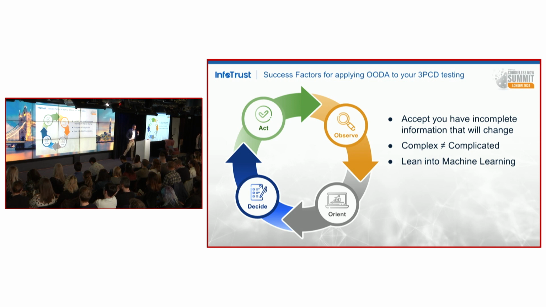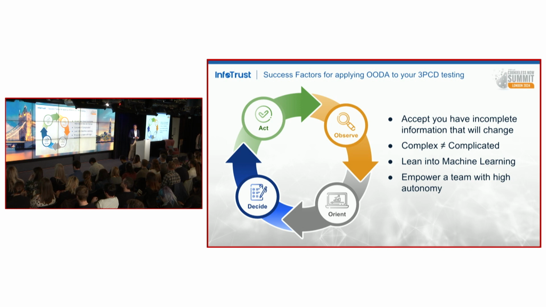Lean into machine learning. AI is great in the Orient phase to help identify patterns that can help you think about tactics and strategies that you might use as alternatives to the ones you're using today, as well as creating the actual models, which is the more obvious use.